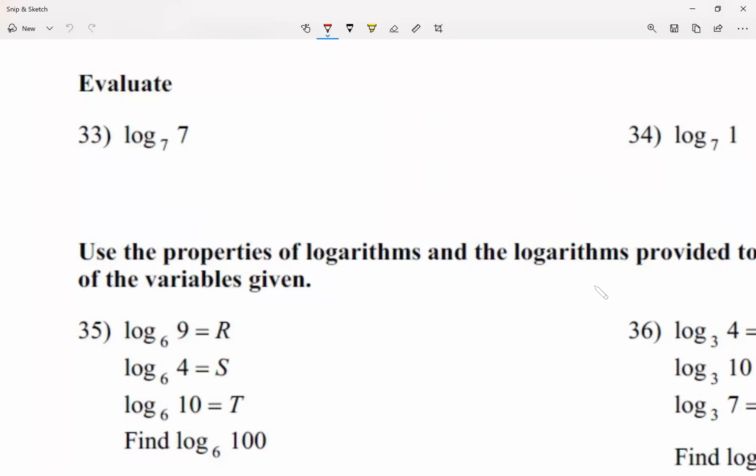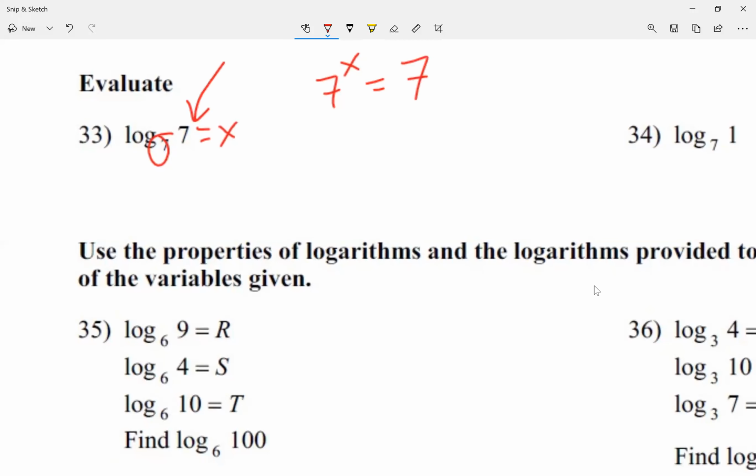So let's take a look at question 33. The special case is when the number here as the base and the number here happens to be the exact same number. So in this case, log base 7 of 7. Okay, so that happens. Let's say this is equal to x. I don't know what it is right now. So because the base is 7 and this is equal to x, let me write this as 7 to the x equals, and then I'm going to use this number, 7. So 7 to the x is equal to 7.